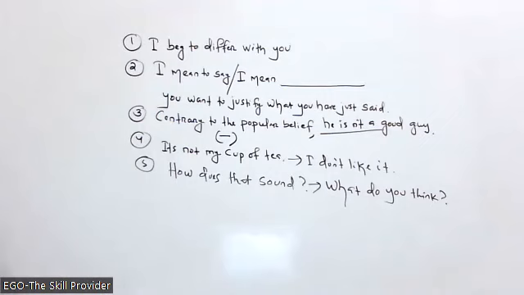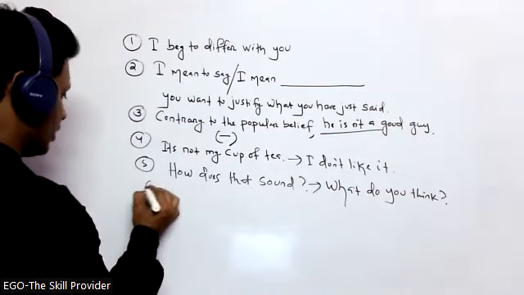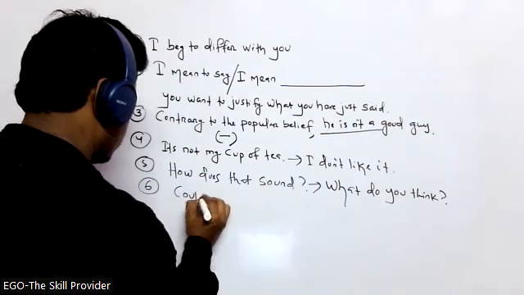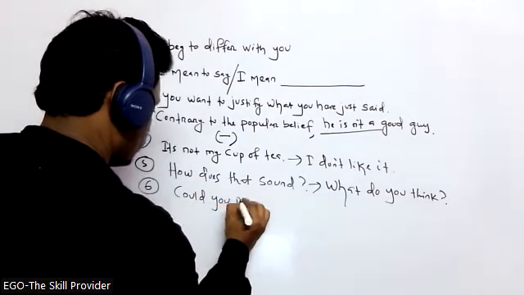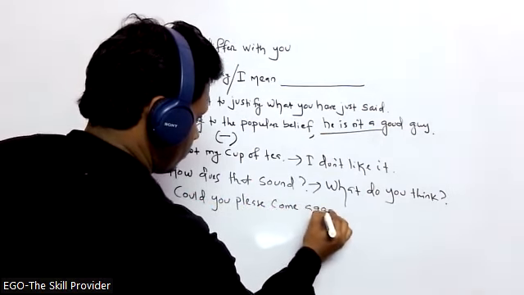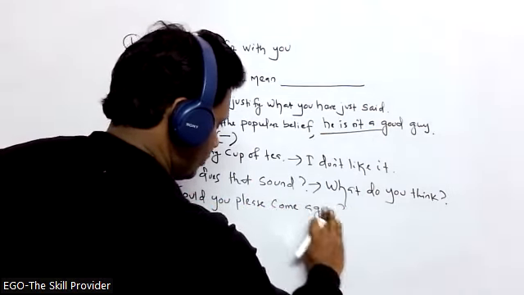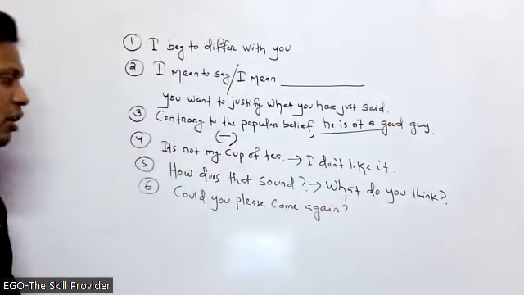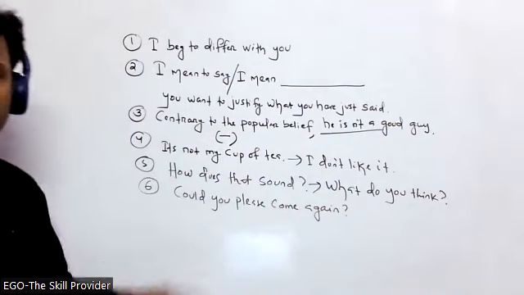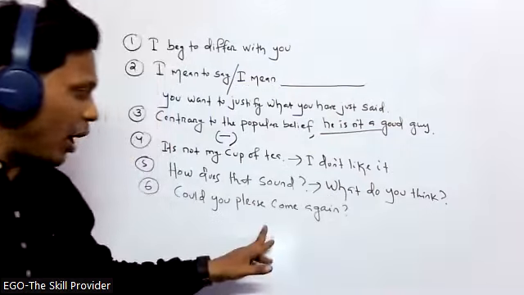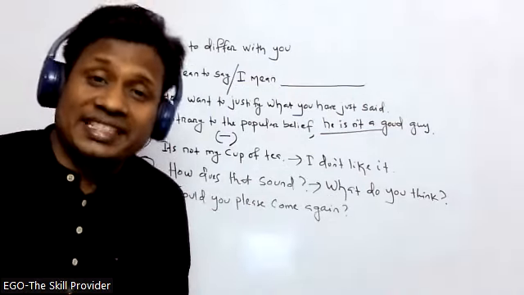The sixth one, very interesting: could you please come again? Look, it's a little bit confusing, right? Whenever I say, could you please come again, you feel like, no, to come again. No, it's not about coming again. It's all about repeating the things you have said.